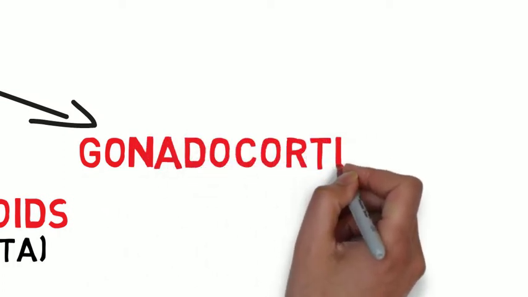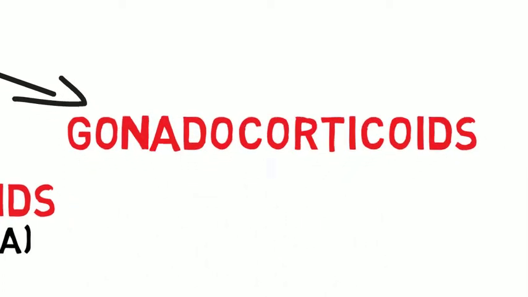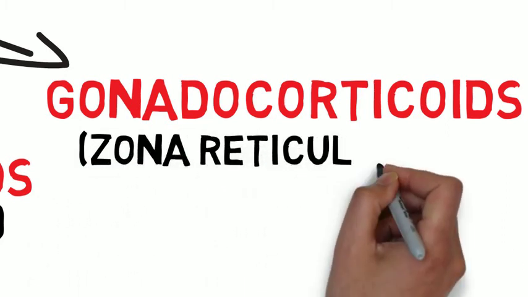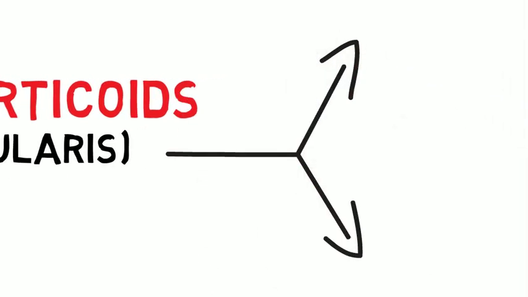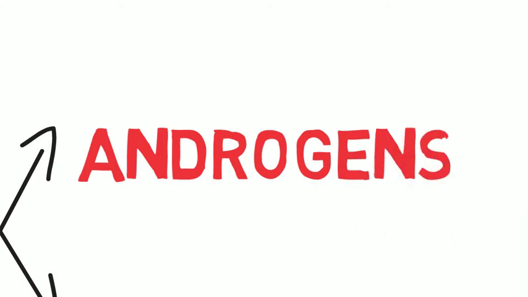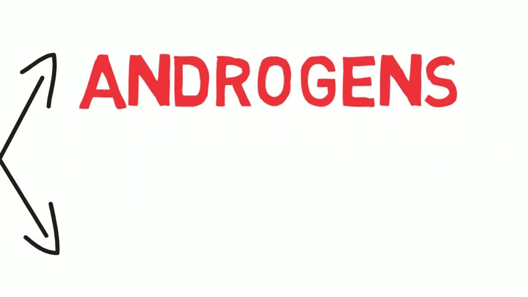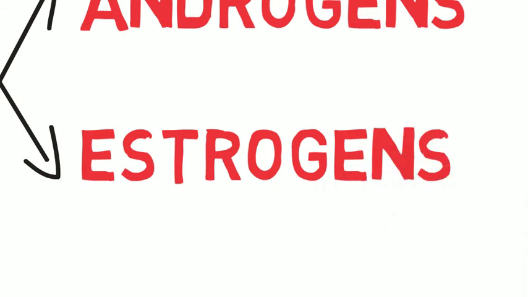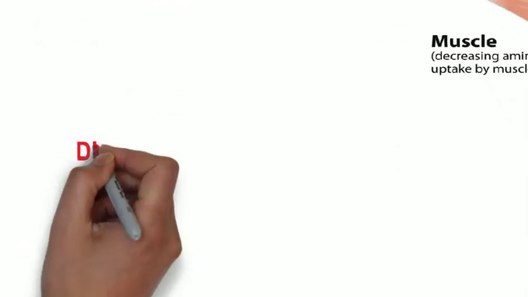The next subtype is gonadocorticoids, also called the sex corticoids, released from the cells of zona reticularis. They are of two types. The first is androgens, male hormones important for the development of male fetus, and the second is female hormones, estrogens, important for the development of female characters.